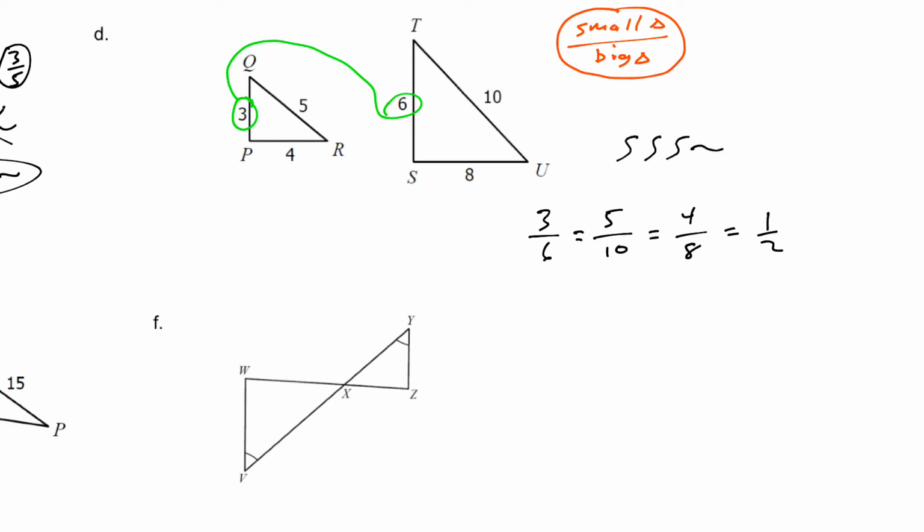And then we need to write our similarity statement. With our letters in the correct order, we would have triangle PQR is similar to triangle STU.